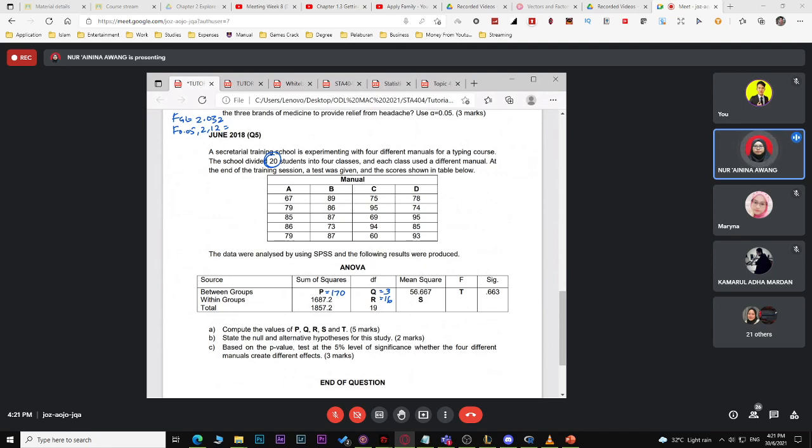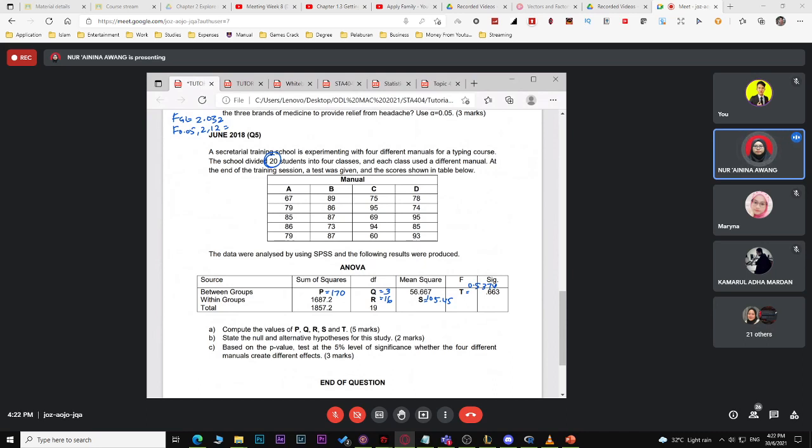And then for your S, the value for mean square for error or within group, this value divide by 16. So you will get the value is 105.45. And the last one for T, just divide these two values. So you will get the value is 0.5374. Okay.